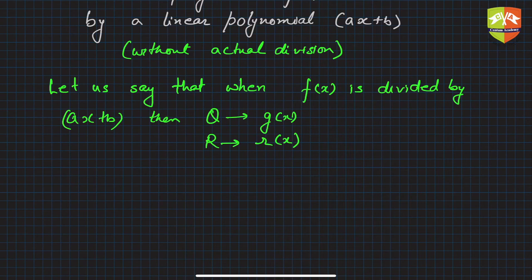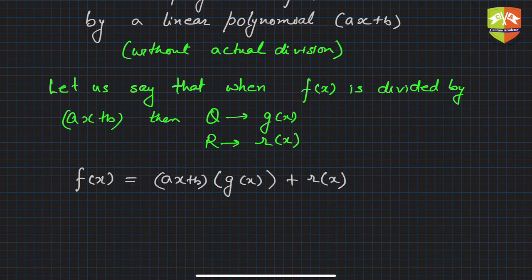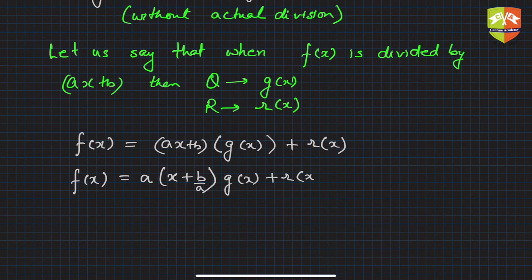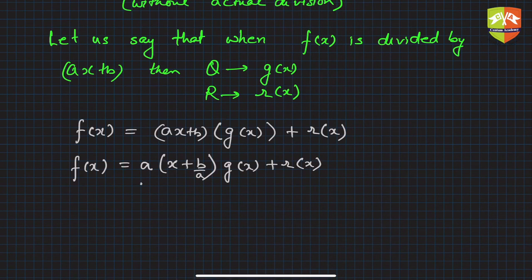Then can we not say, by whatever we discussed in the previous sessions and earlier as well, that f(x) will be equal to ax+b, the divisor, into the quotient plus the remainder, isn't it? Can we say that? Yes, we can. Now, can I say that f(x) is equal to a times (x plus b by a) times g(x) plus r(x)? Yes, we can. This is the same as ax+b. I've just taken a common purposefully. Why? You will come to know a little while later.